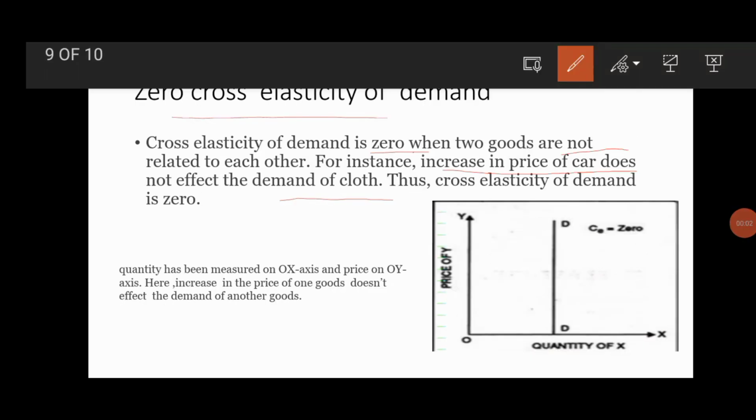Last type of cross elasticity of demand is zero cross elasticity of demand. Here cross elasticity of demand is zero. When two goods are not at all related, then we say that cross elasticity of demand of such goods is zero. So an increase in the price of cars does not affect the demand for clothes, because cars and clothes are not at all related. So thus cross elasticity of demand is zero. Here in the diagram we can see that on the OX axis they measure quantity demanded and price is measured on the OY axis, and DD is the demand curve, which is a vertical straight line. So here cross elasticity is zero.